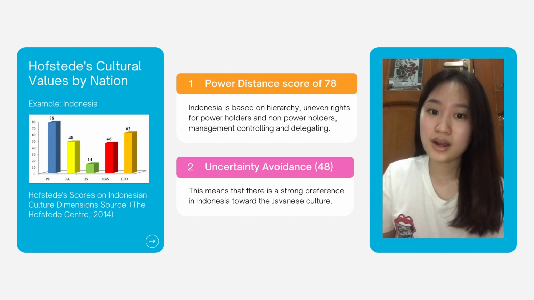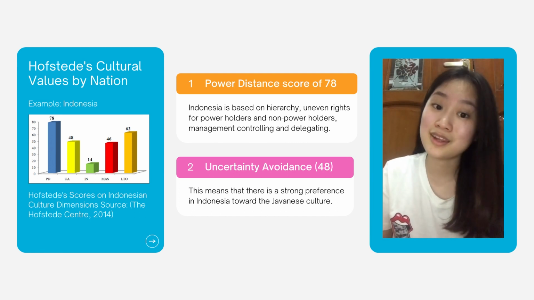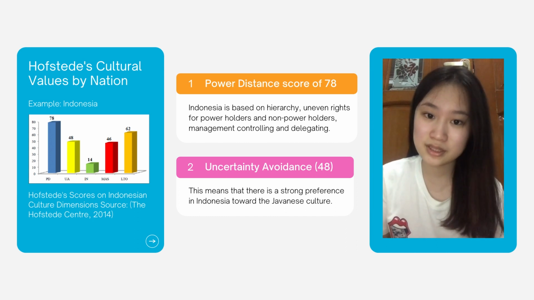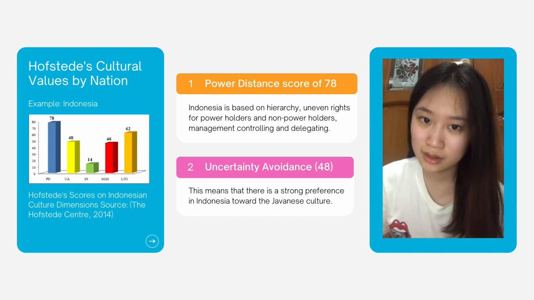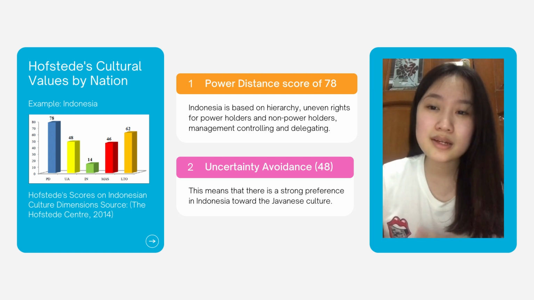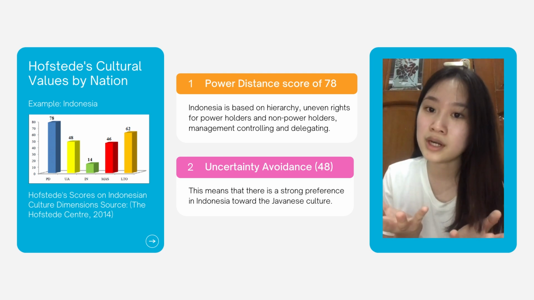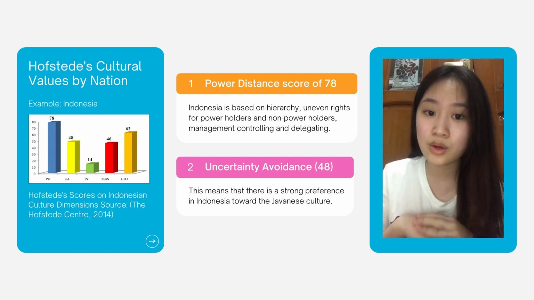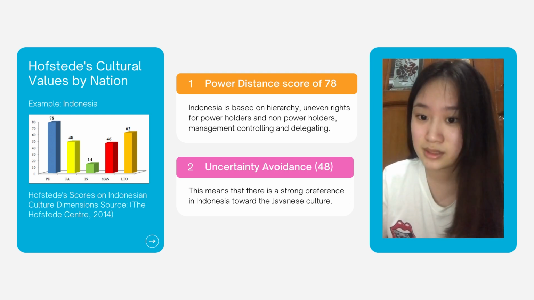To understand more, I'll explain an example of the Hofstede framework here in Indonesia. As we can see from the graph, Indonesia's power distance score is 78. That means Indonesia is based on hierarchy. There are uneven rights between the power holders and the non-power holders, and the management is very controlling and delegating since the power is so centralized.